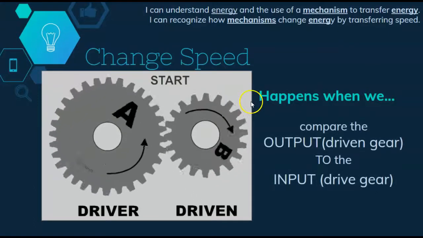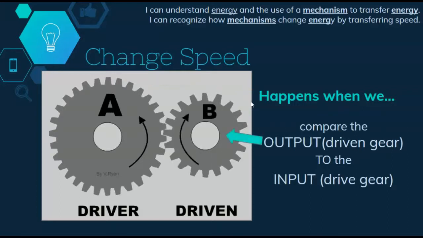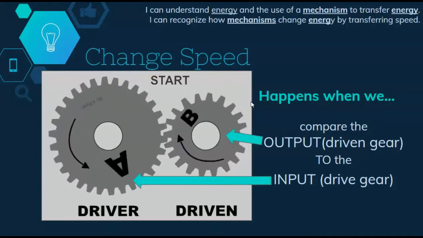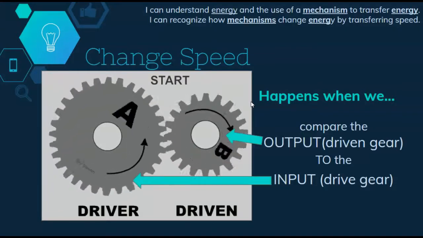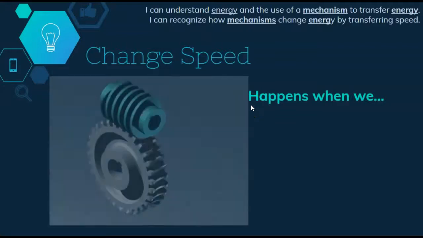So really what we do to figure out if a mechanism is changing speed, we are going to be comparing the output movement to the input movement, observing if they're rotating at different speeds. Let's look at that in another GIF.